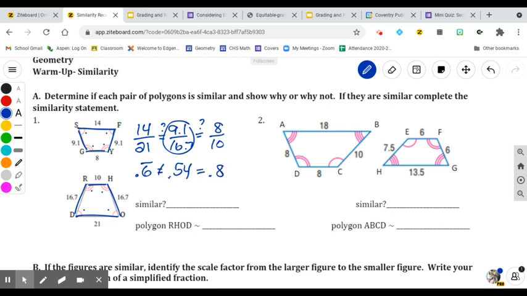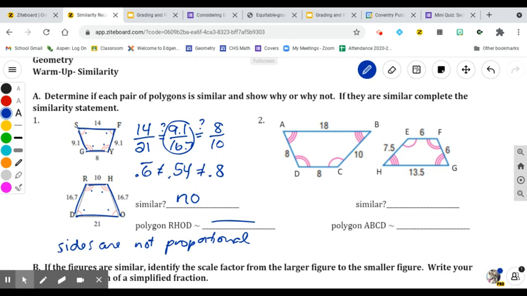So these are not equal. So we would say, no, they're not similar. You don't fill in the statement. And if I asked you why they're not similar, we would say sides are not proportional. Okay, so there's the first one.